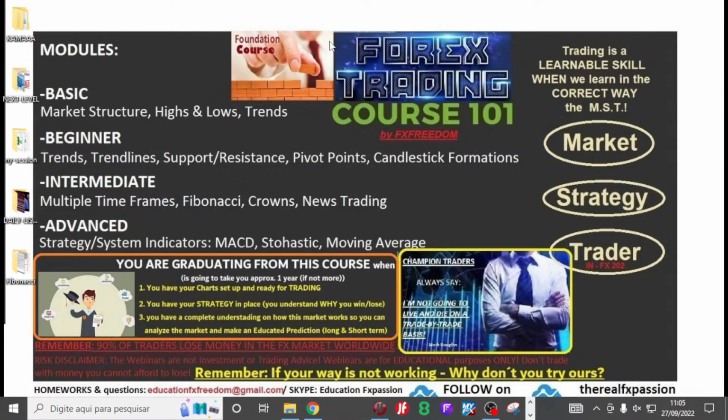This is Forex Trading Course 101. As always, remember, trading is a learnable skill when we learn in the correct way the three pillars. Pillar number 1 is the market, pillar number 2 is the strategy, pillar number 3 is the trader.